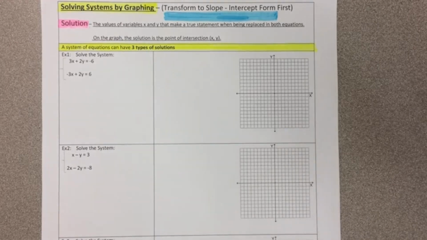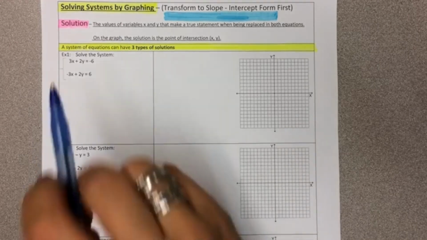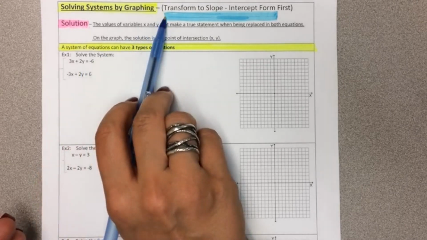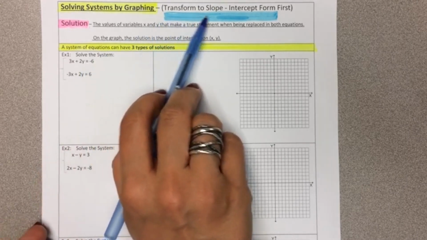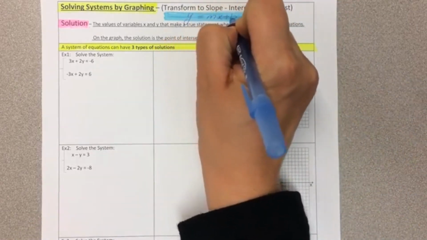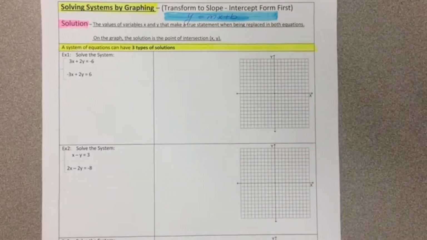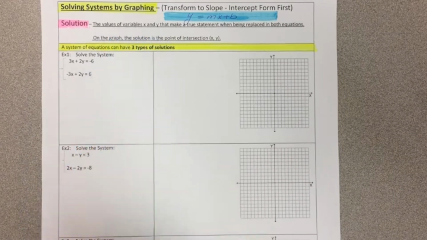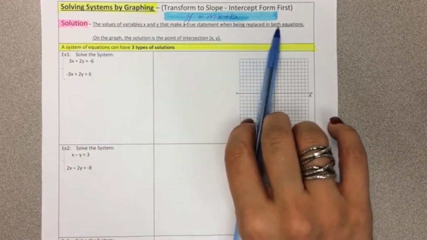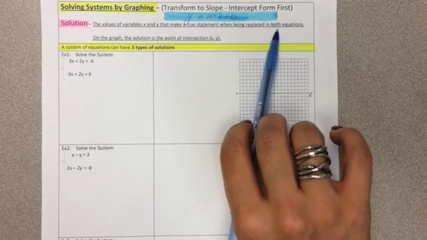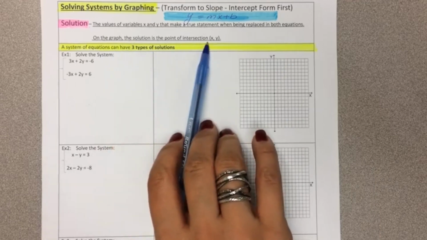In this video, we'll solve systems by graphing, but the equations are not going to be in slope-intercept form, and in order to graph, we can graph in a few different ways. The focus for this lesson will be the transformation to slope-intercept form, where y equals mx plus b. The solution of the system is the value of x and y that make a true statement by being replaced in both equations. When we check your solution, always make sure you check it in both equations. On the graph, the solution is the point of intersection.